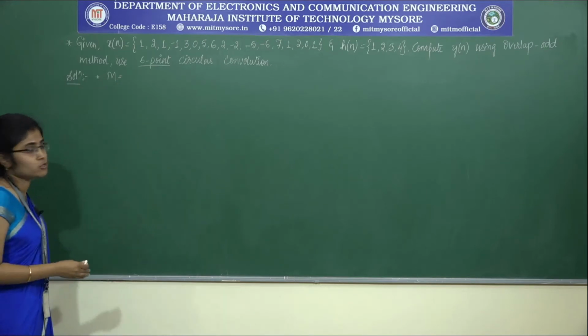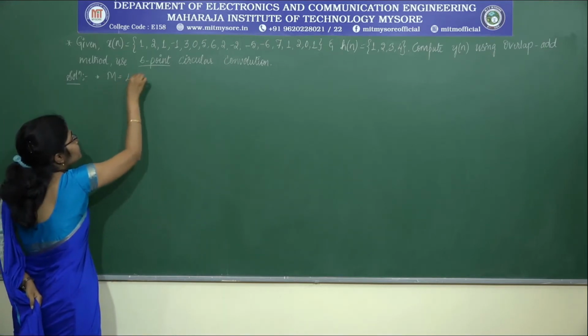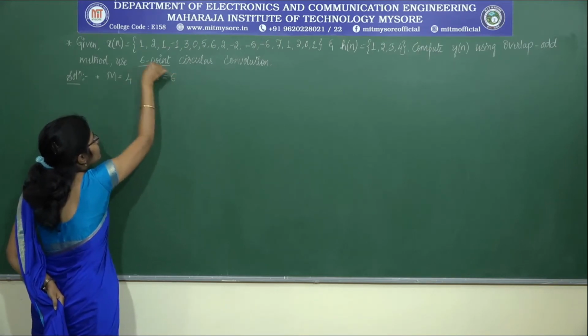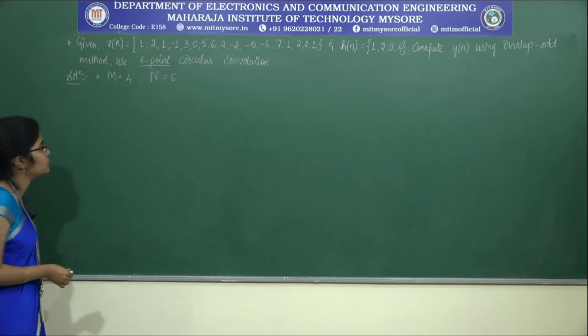h of n is having 4 samples, so m is equal to 4. Similarly, the n value is directly given, so write the value of n as 6. They have told us to compute a 6 point circular convolution.